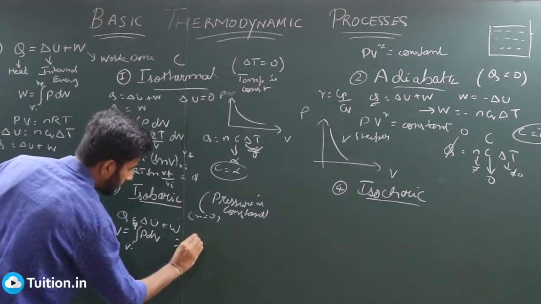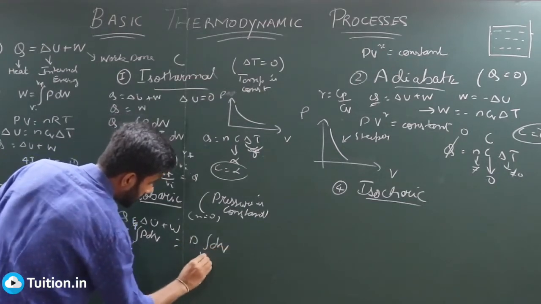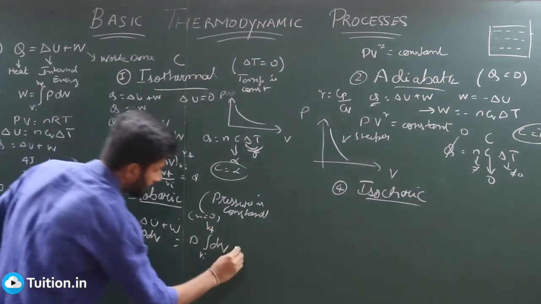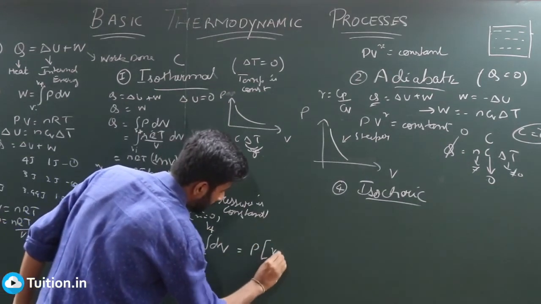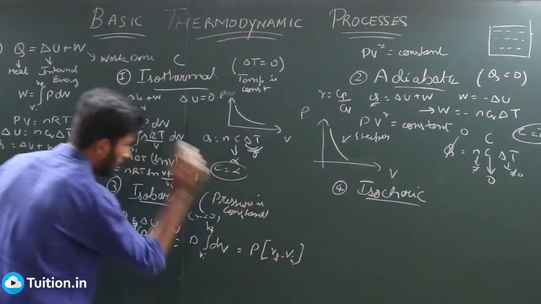So I can bring it out of the integral. I have integral dV, which is from Vi to Vf. Happily I can remove this and say P into Vf minus Vi. This is the formula for work done, right?